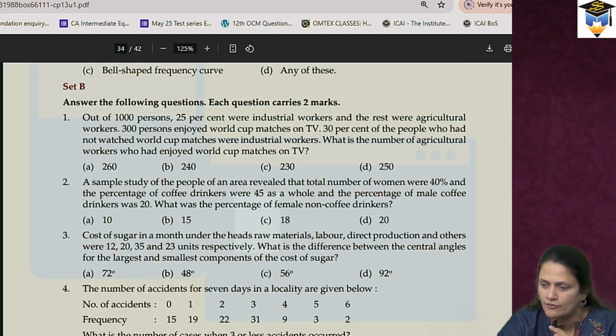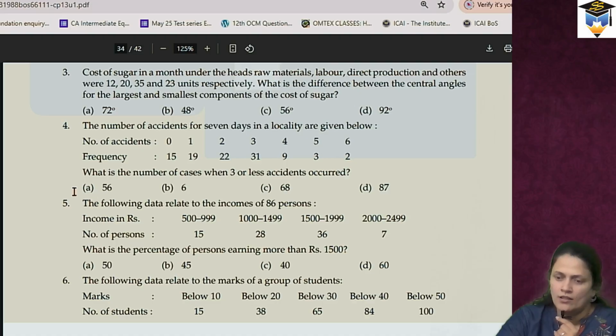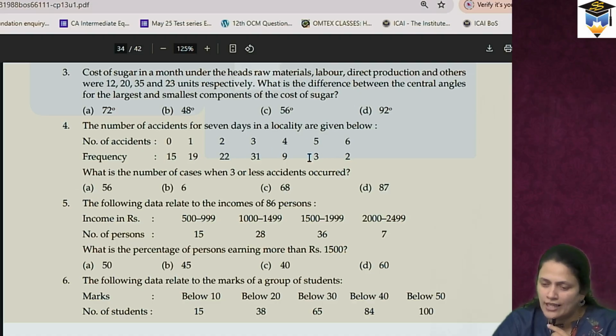This is the fourth question which we are solving now. Number of accidents and their frequency is given, and they have asked what is the number of cases when 3 or less accidents have occurred. So 3 and below, sum. So 15 plus 19 plus 22 plus 31. Answer is 87, option D. So this was a very easy question.